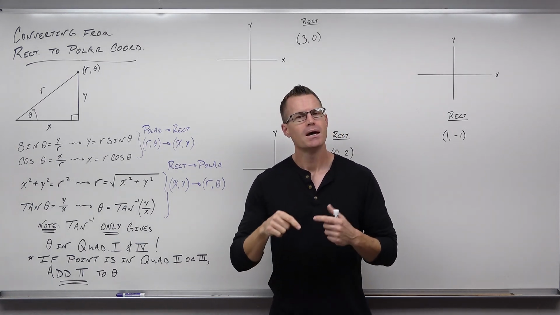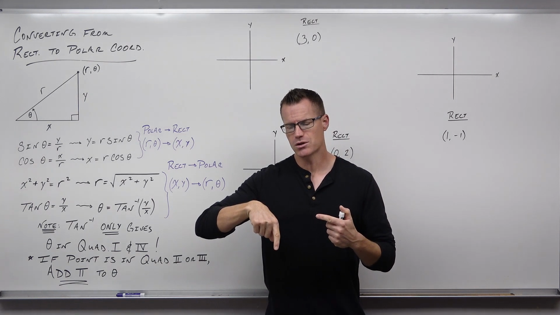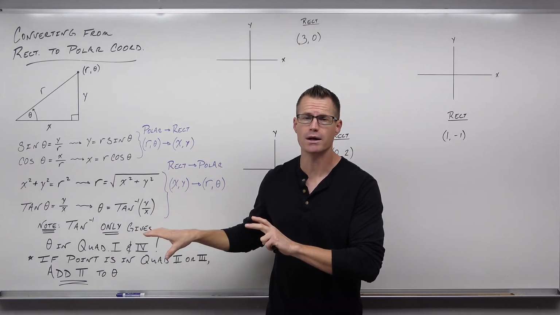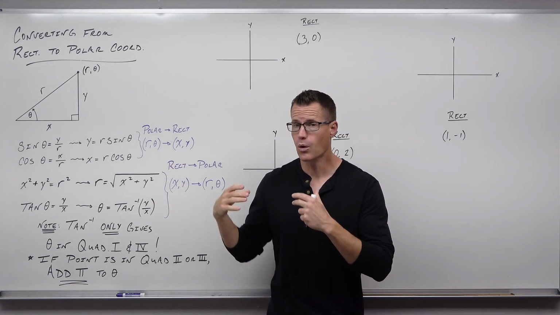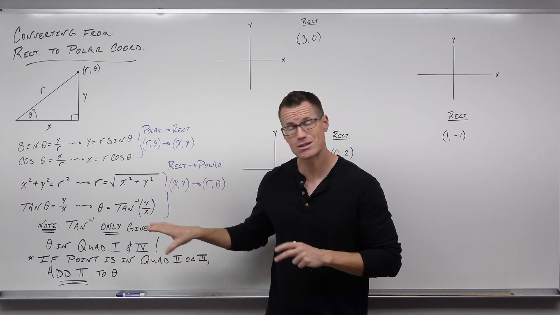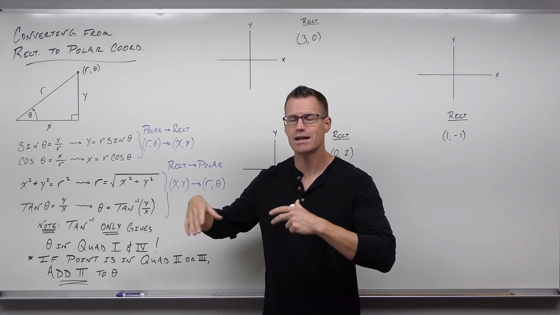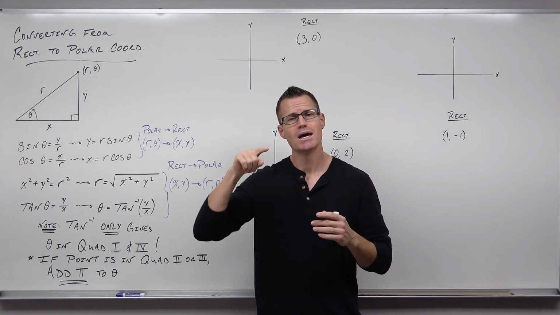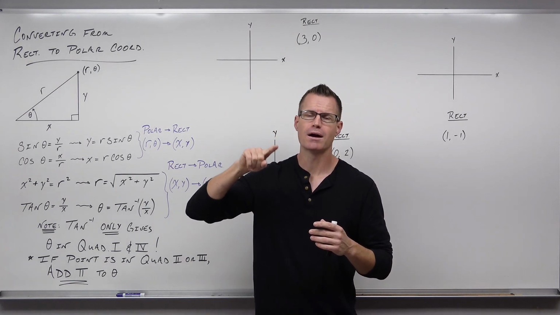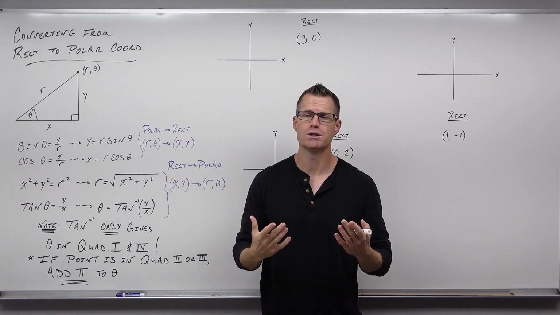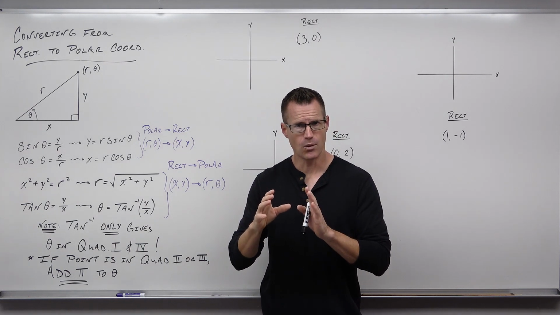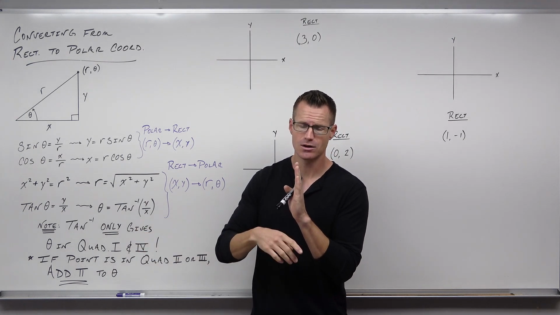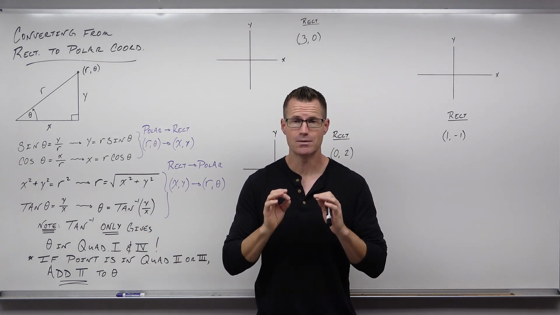One caveat to that. However, if your point is in quadrant 2 or 3, tangent inverse will not give you that angle. It will only give you angles from quadrants 4 to 1. That's what tangent inverse does. It's only defined from negative pi over 2 to pi over 2, so it can't even give you angles in quadrants 2 or 3, from pi over 2 to 3 pi over 2. So here's what to do. If you have a point in quadrant 2 or 3, and your angle is only going to be given in quadrant 4 or 1, just add pi.